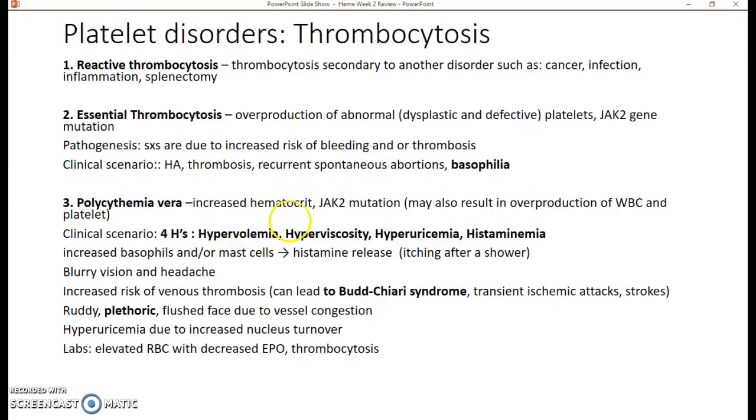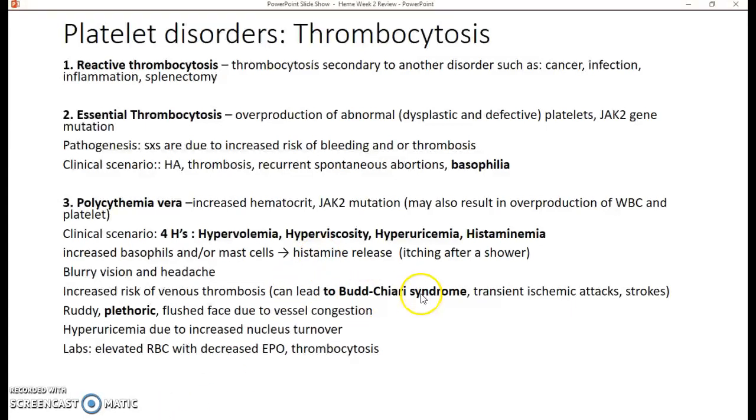Remember, back to your physiology days, red blood cells are osmotically active and they remain in the blood vessels, so you're going to get really high volume, you can get hypertension, you can get hyperviscosity. Remember, as you have an increased number of RBCs, you can get increased clotting just as the blood slows down. Then hyperuricemia, and you can get kidney stones, and histamine release. So that's going to be the classic itching after a shower that you can sometimes see in Step 1 questions.